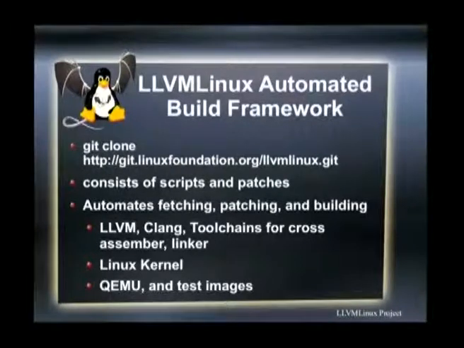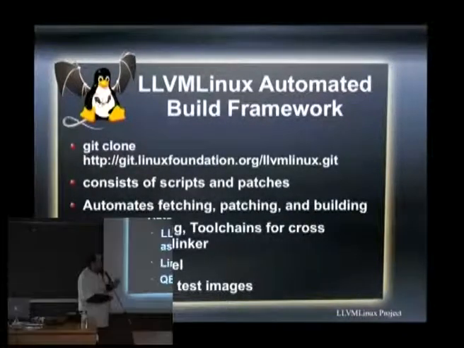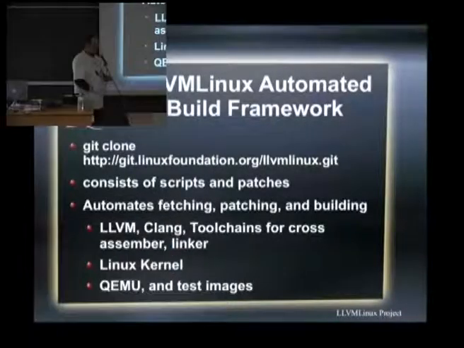All right, now show me the code. Just go to git.linuxfoundation.org/LLVMLinux.git. So what do you get? It's no clone of the kernel. It's no clone of LLVM and Clang. What you get there is a make framework, a set of makefiles. It will download the kernel, download LLVM, download Clang, apply all patches, and then build it. So in the end, you get a kernel compiled with Clang.